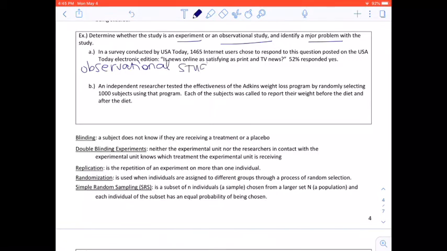What is the problem with this? They chose to respond. So that's that voluntary response that we saw earlier. So this is voluntary response.